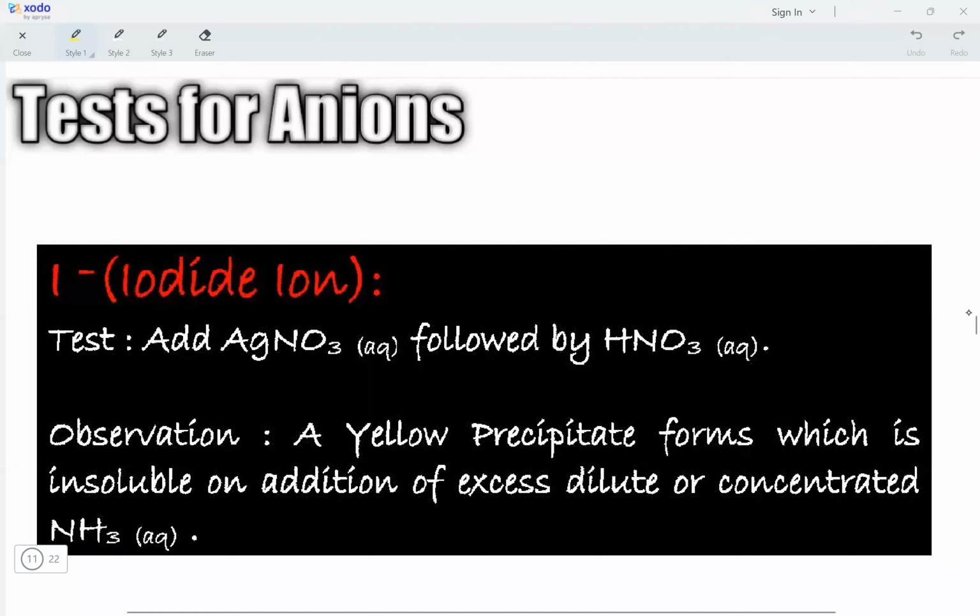Continuing on with the test for halide ions, the next ion we have is iodide. And when we add silver nitrate followed by nitric acid, or nitric acid followed by silver nitrate, we end up with a yellow precipitate. So here you can see the yellow color that you will get, and this color is very much different from the cream or the white color that you obtained for silver chloride or silver bromide. So this is the color for silver iodide. So now let's compare the three colors. This is the color for iodide ions.